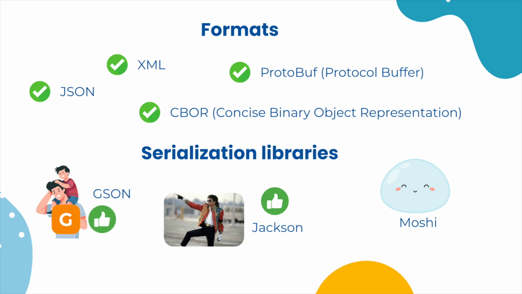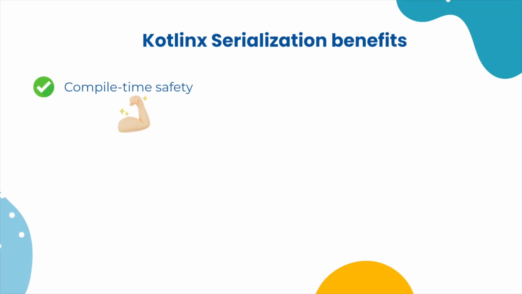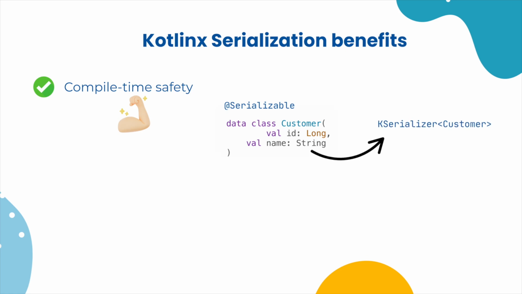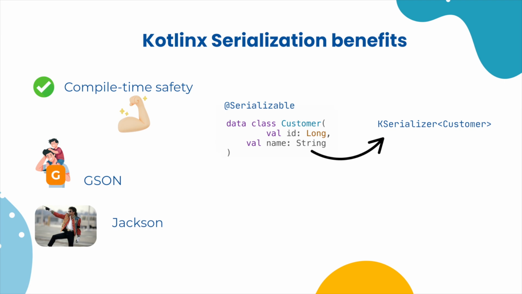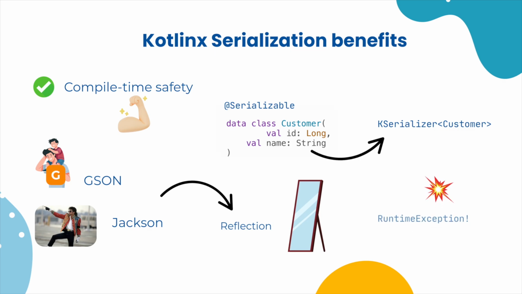Now let's look at some advantages of Kotlinx Serialization. Kotlinx Serialization provides compile time safety, meaning you'll know at compile time whether your class can be serialized or not. For each class you annotate with a serializable annotation, a custom KSerializer class will be generated during compilation. KSerializer knows everything about how to serialize and deserialize your class. This is different from libraries like Gson and Jackson because they use runtime reflection for deserialization. This means that you can get runtime errors with these libraries when trying to transfer your data.